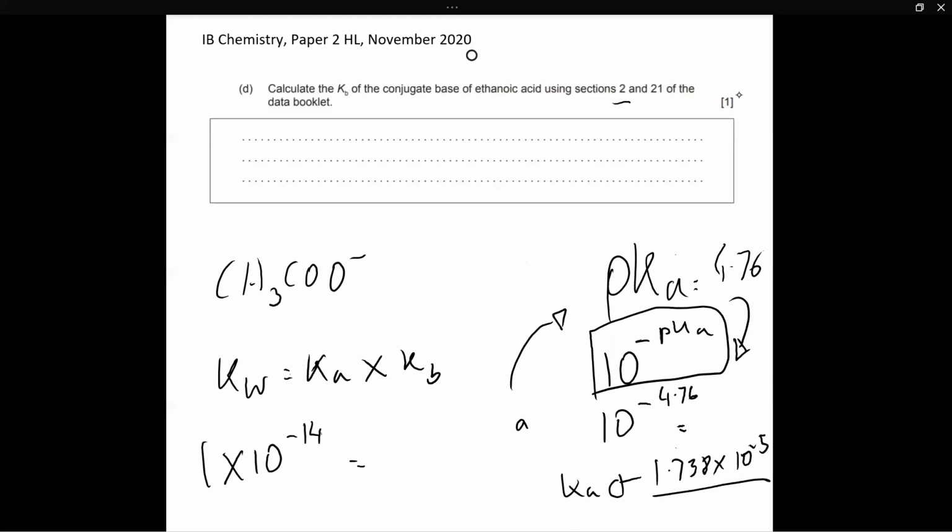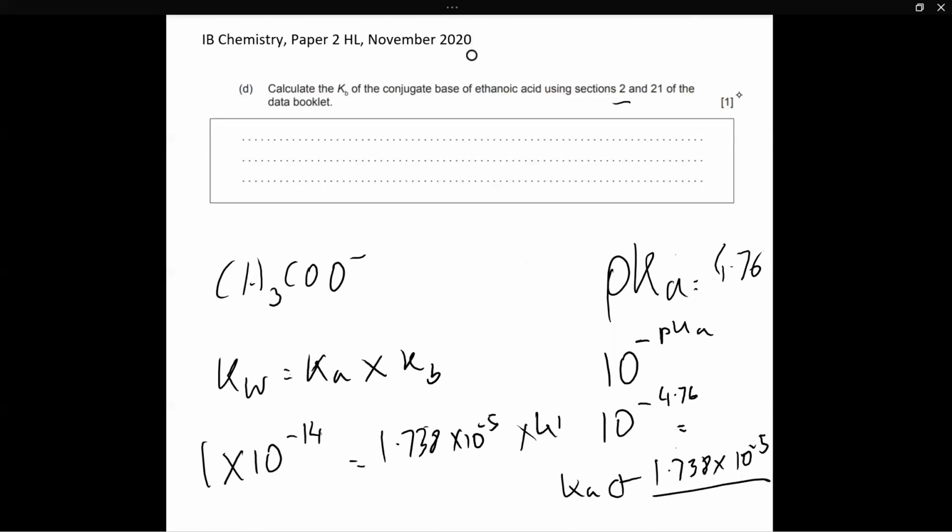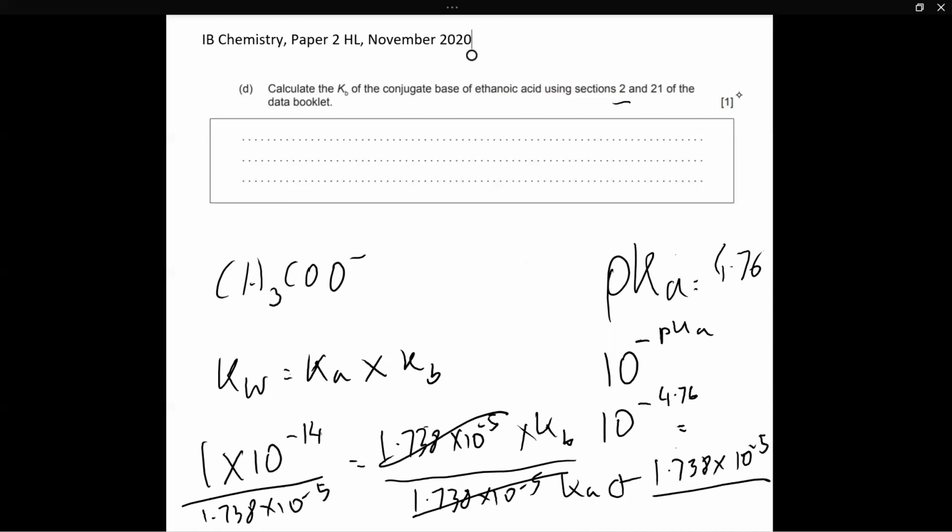Hopefully that makes sense. So now that I've calculated what the value of Ka is, let's just put it into our equation. So that'd be 1.738 times 10 to the negative 5 times Kb. Now all I need to do is isolate Kb and I'll find out what Kb is. So if I want to isolate Kb, I have to divide both sides by 1.738 times 10 to the negative 5. So these two cancel out. And over here we have 1.738 times 10 to the negative 5.